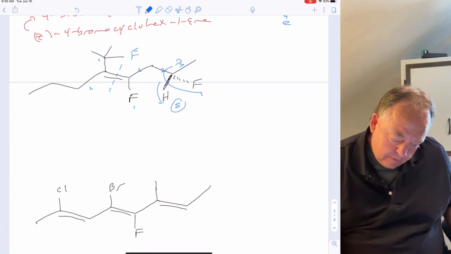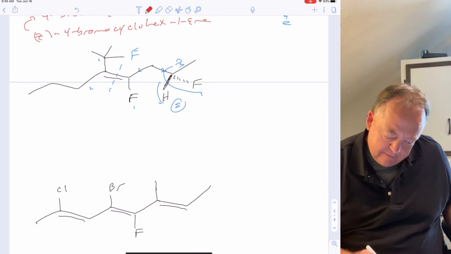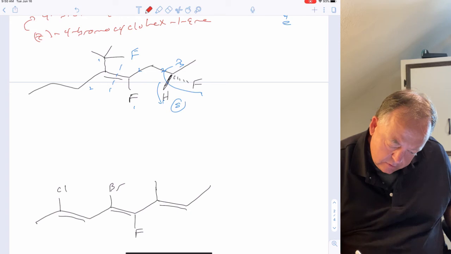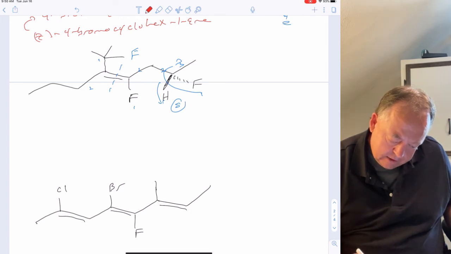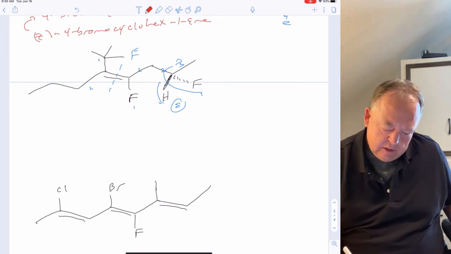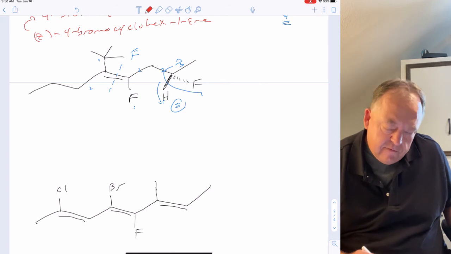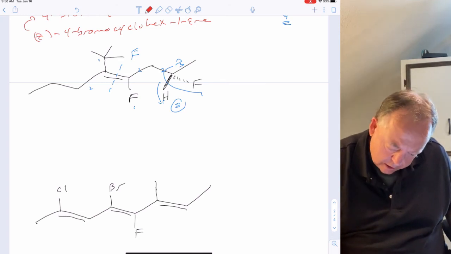Which side do we number from? So 1, 2, 3, 4. The double bond starts at 4 if you number from the left. 1, 2, 3, 4, it starts at 4 from the right as well. So then we're going to go to substituents. The first substituent would be at number 2 if we numbered from the right, whereas it would be at number 4 if we numbered from the left. So we're going to number from this side.